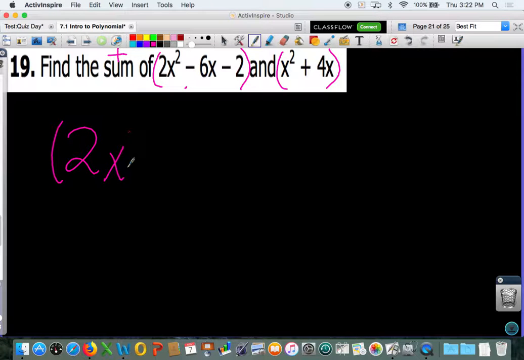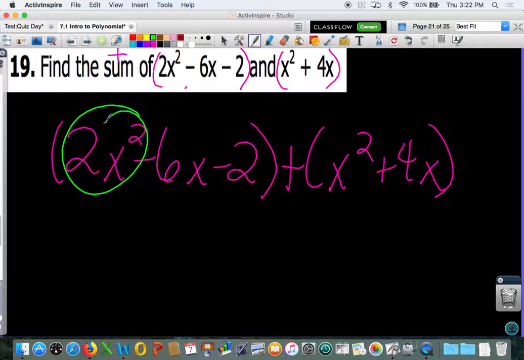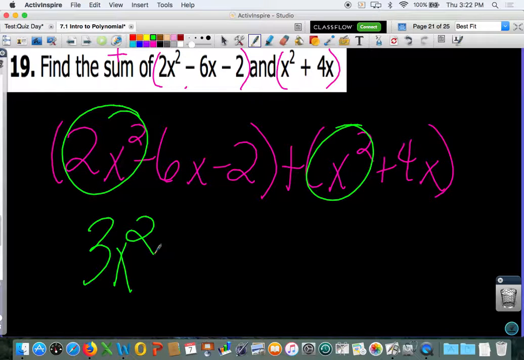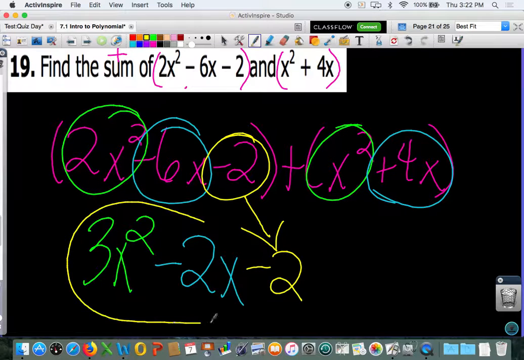I've got 2x squared minus 6x minus 2 plus x squared plus 4x. I'm going to add these two together just like I have. I've got 2x squared plus x squared, so I have 3x squared. Next, I'm looking at minus 6x and plus 4x, so I've got minus 2x. And last but not least, I have minus 2, but nothing else to combine it with, so it just drops down. So this is what I get.